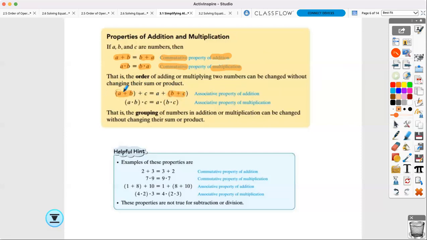So the same three numbers, A, B, and C, if we add A and B first and then C, it'll be the same thing as adding B and C first and then A. So we can group the different terms together, but we get the same thing. We don't change the sum or the product. Very beautiful stuff, class. Very beautiful. I did put this helpful hint so you can personally see examples with actual numbers and how they do make sense, and that they're not true for subtraction or division.